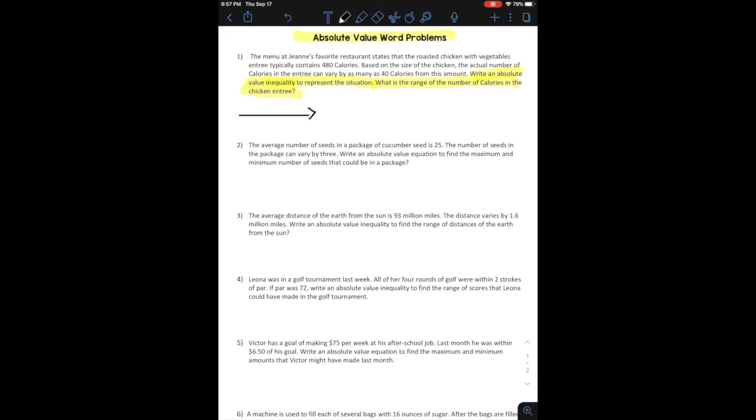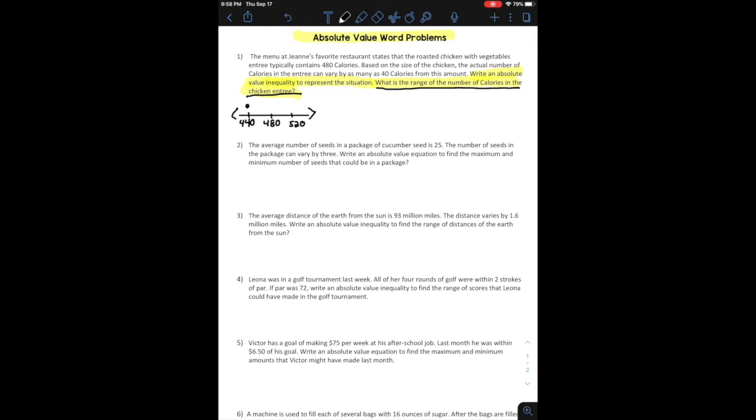So let's represent this on a number line real quick and say that the chicken entree is usually 480 calories, but sometimes it could vary as many as 40 calories. That means it could be as much as 40 calories more if it's a bigger chicken, which would be 520 calories. Or if it's a smaller chicken entree, it would be 40 calories less than the usual, which would be 440 calories. They're asking here for the range of the number of calories in the chicken.